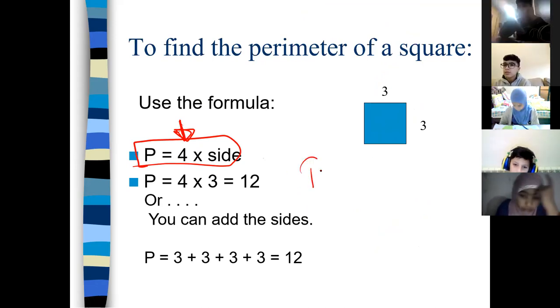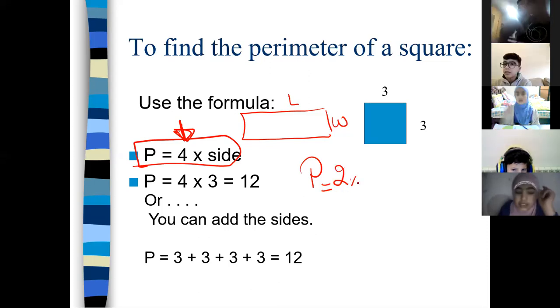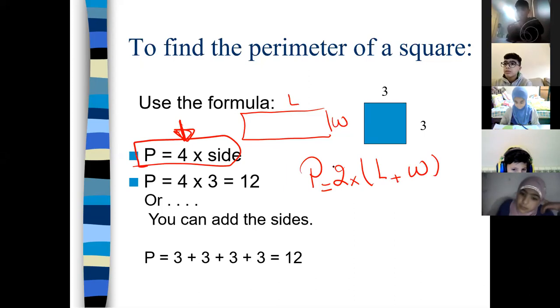Remind me, what is the perimeter of a rectangle? Of length and width. Mariam: 2 times length plus width. Why in a rectangle did we write 2 times, whereas in a square we wrote 4 times?